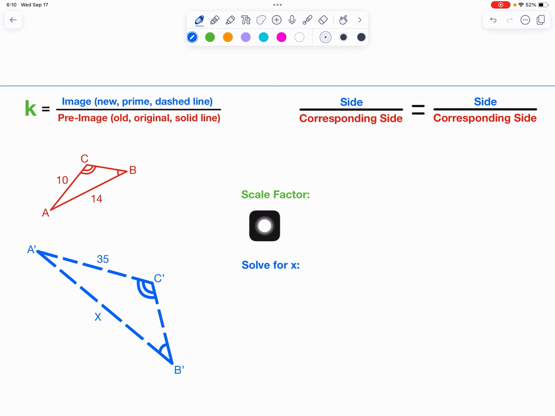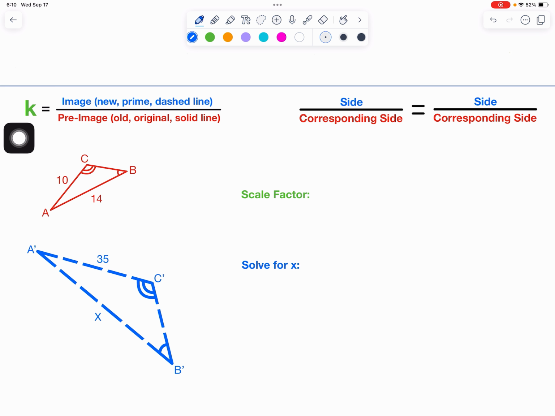Crew, let's talk scale factor. Scale factor is K, K is scale factor, and there's a formula. It's image, which is represented by the new. Let's just say if we were reading a word problem, it would say triangle ABC has been dilated by a scale factor of 5, creating a new triangle A prime, B prime, C prime, yes, the primes, or dashed lines. Sometimes they don't have the dashed, sometimes they don't have the prime, and sometimes we may just need to read. And we will set that over the pre-image, which is the old, the original, or the solid line.